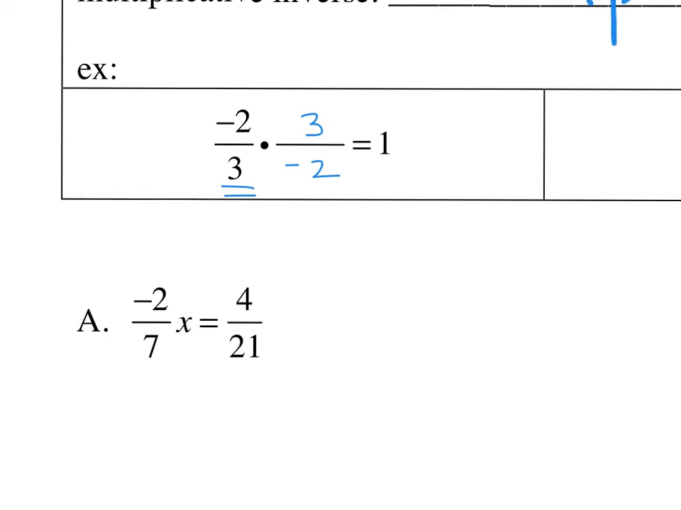Did we flip it? Yes. Did we keep the sign the same? All right, so here's our check. They should multiply to equal a 1.